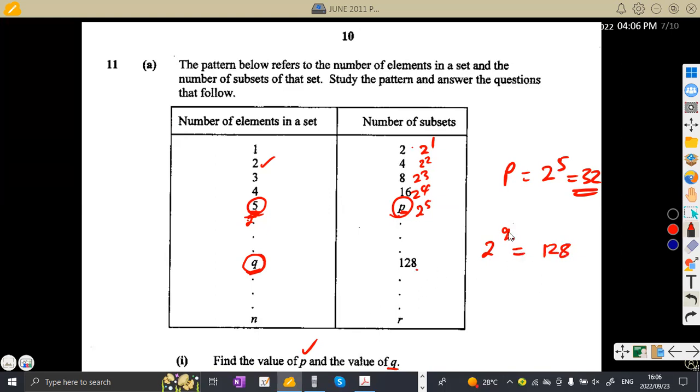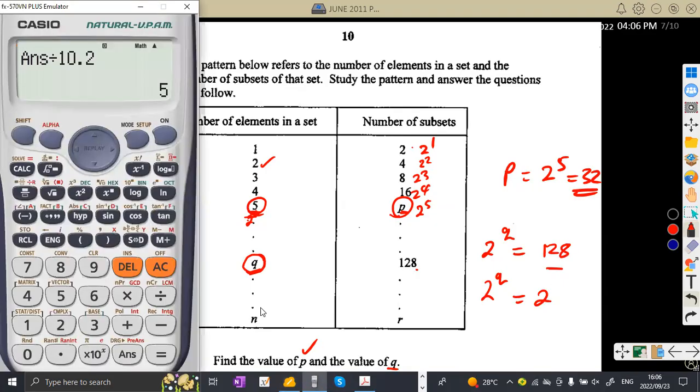If 2 to the power of Q gives us 128, we are now back to your normal equations. How do you solve such an equation? These are index equations. Remember, I talked about index equations where you are supposed to make sure that the bases are the same. So this is 2 to the power of Q. What about 128 in base 2? It is 2 to the power of 7.